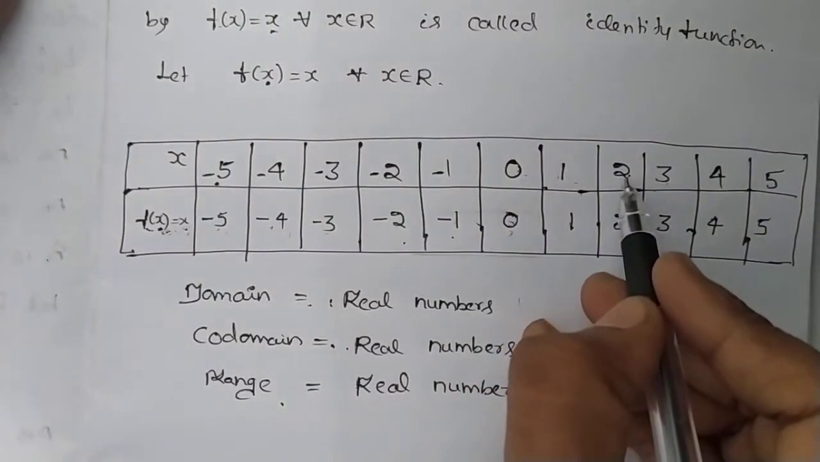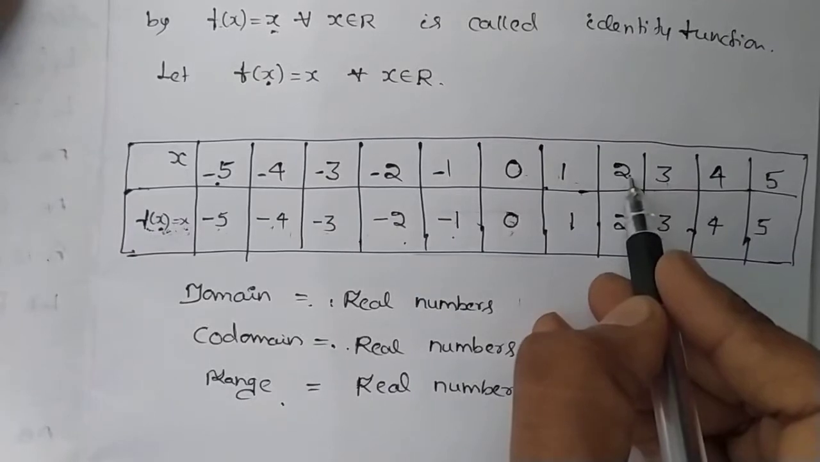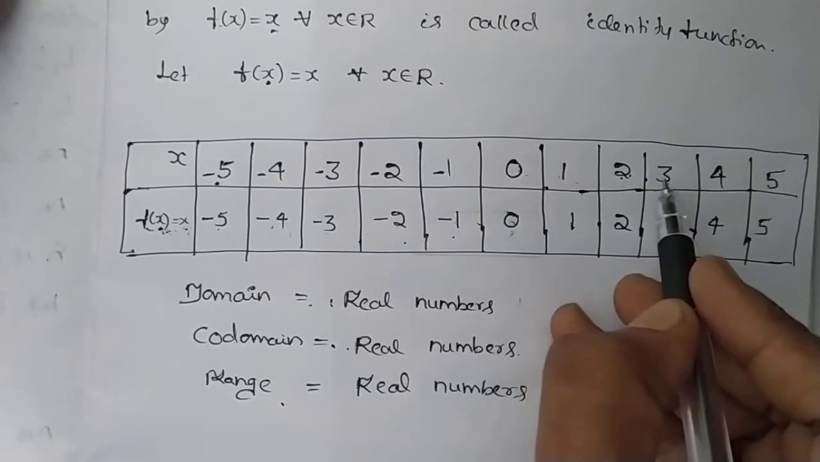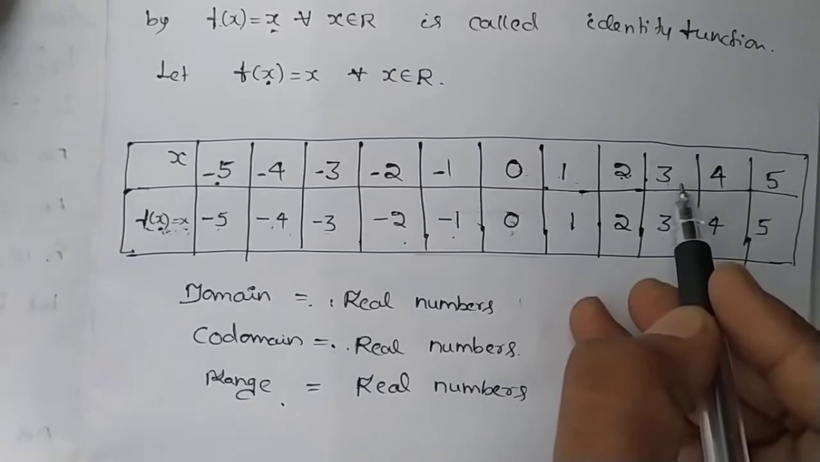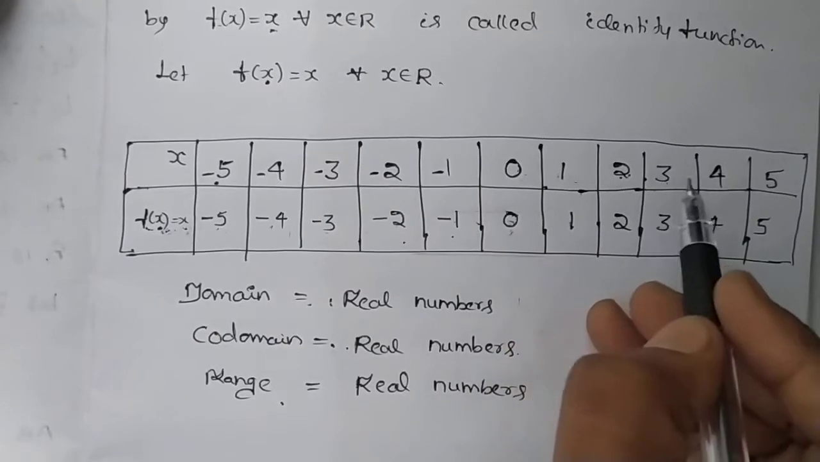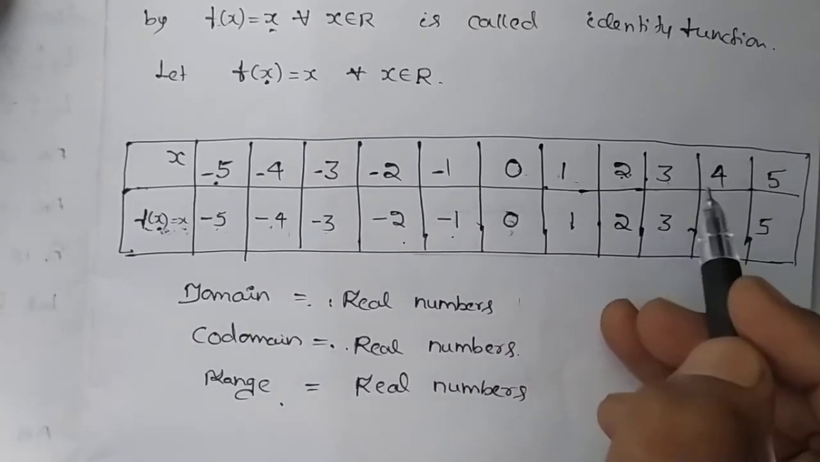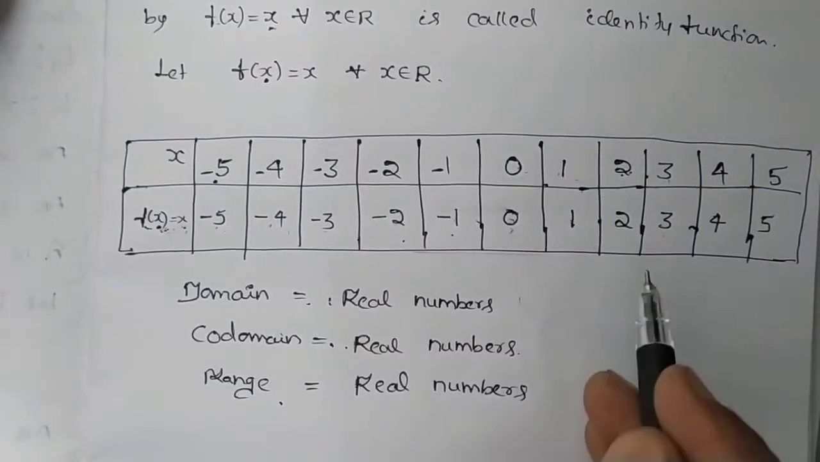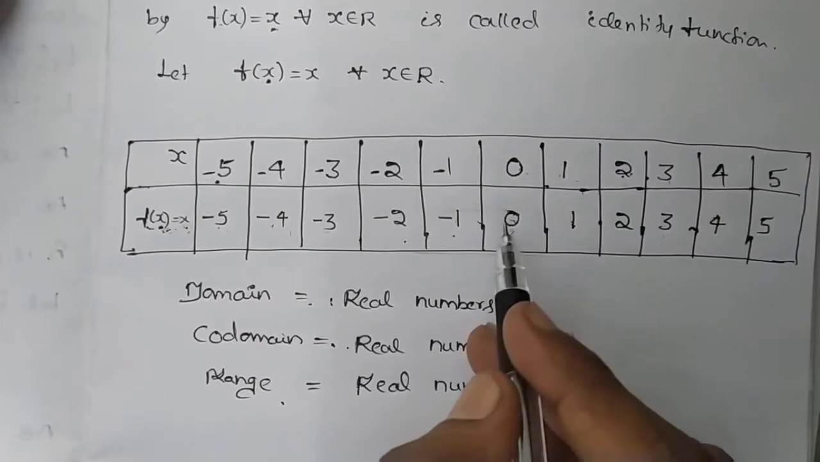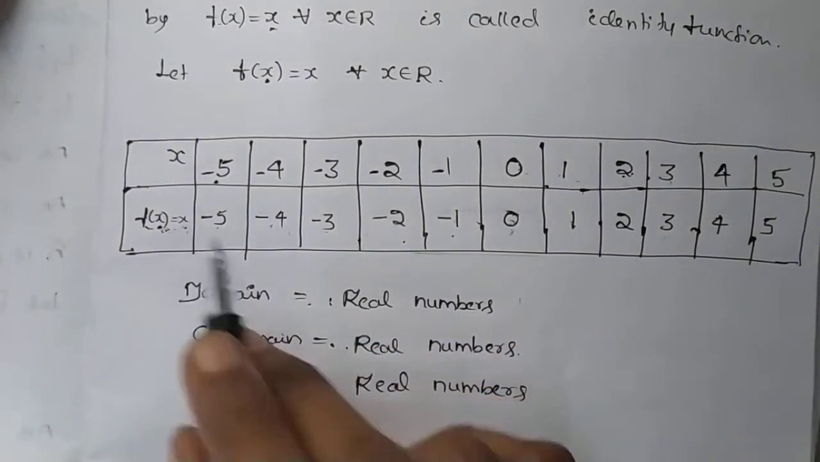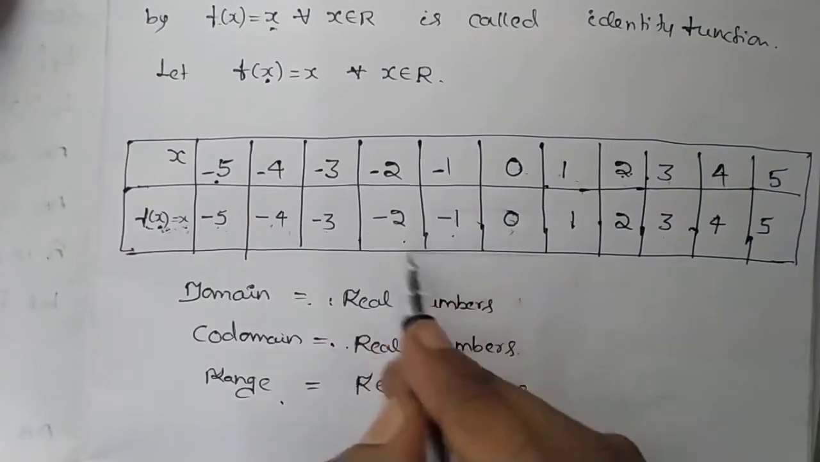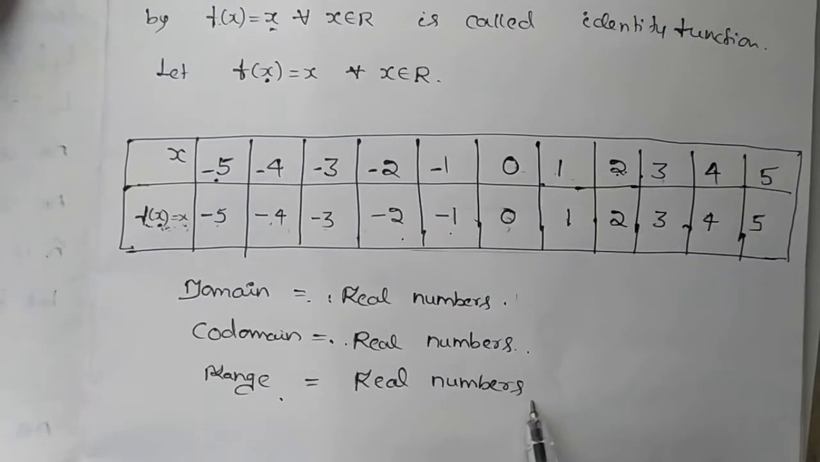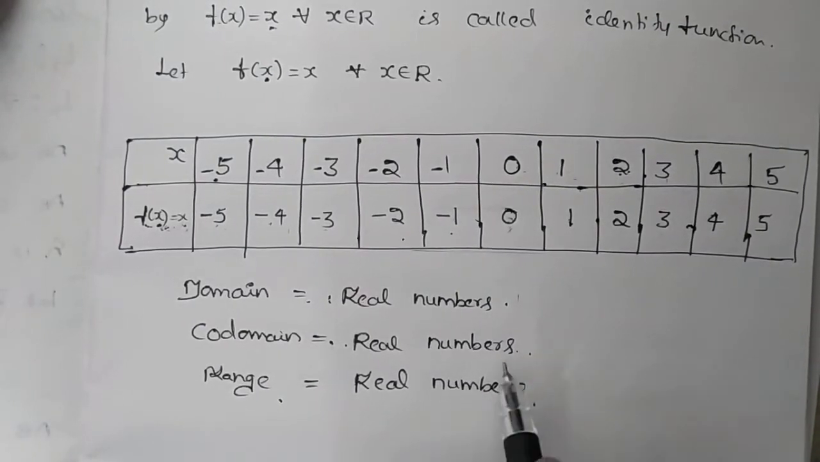Suppose we take between 2 and 3, let us take 2.5. F of 2.5, that output value is what? 2.5 we will get, right? 2.5, 2.9, 2.8, 3.9, 4.9, all these numbers we will find in this f of x equals x. Hence, all these are real numbers. Domain, codomain and range are all real numbers.